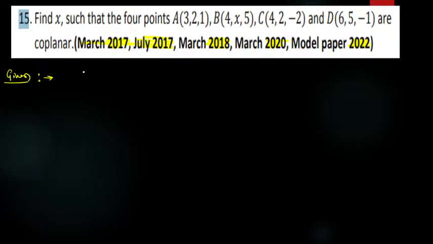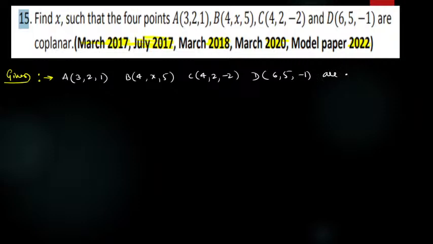First you write the given data. The given points: A is 3, 2, 1, the B point is 4, x, 5, the C point is 4, 2, minus 2, and the fourth point D is 6, 5, minus 1. They are coplanar. So if they are coplanar, then whatever required vectors they constitute are also coplanar. So first you find the AB vector here.